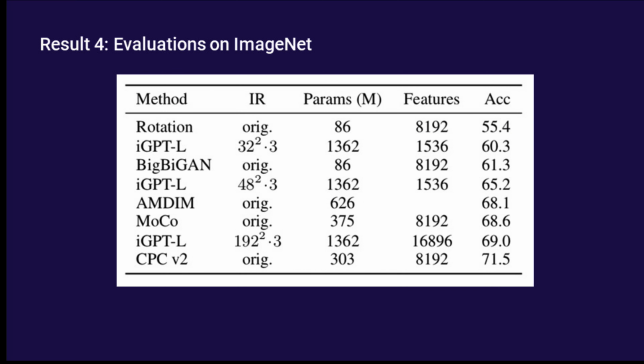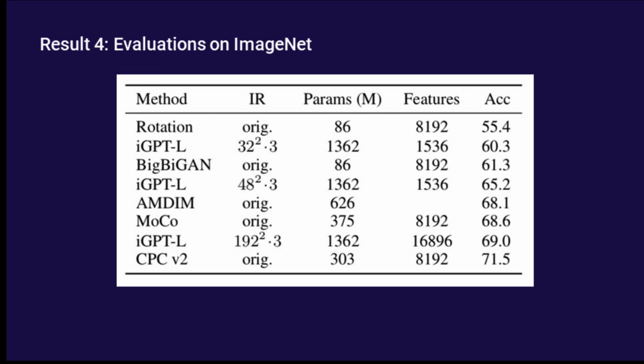Our next result is evaluations on ImageNet. There's recently been a resurgence of interest in both unsupervised learning and self-supervised learning on ImageNet. And this motivates us to evaluate the performance of our models using linear probes on ImageNet. Now, this is a very, very difficult setting for us, as we do not train at the standard ImageNet input resolution. Nevertheless, if we look at the performance of a linear probe on iGPT-L, trained at 48 by 48 resolution, we see that we get 65.2% accuracy over 1536 features, which outperforms AlexNet.